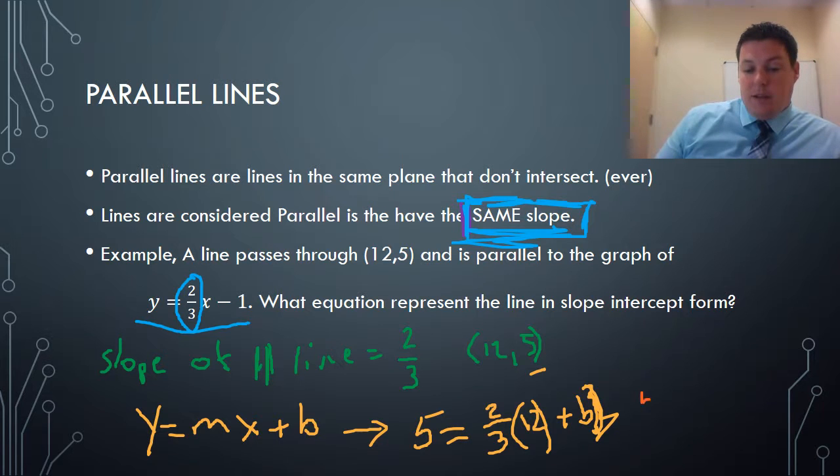So from there we get 5 equals, if I do 2/3 times 12, you'll see I get 8, plus b. So b equals -3 after I subtract 8 from both sides.